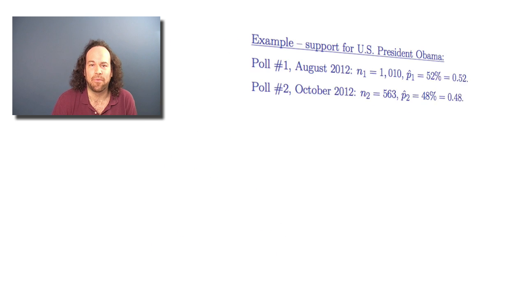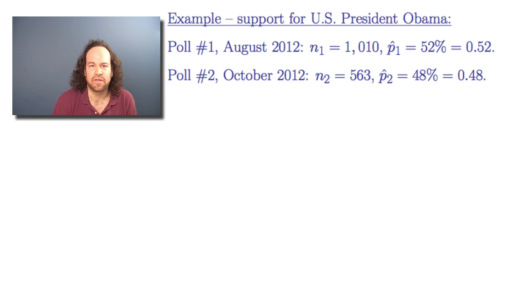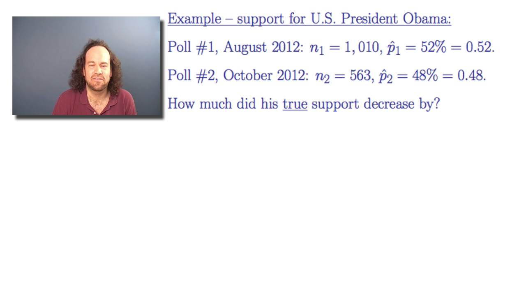For a second example, let's consider two polls that were taken to gauge the voting support of US President Obama just before the 2012 election. In the first poll, they surveyed 1,010 people, and he was at 52% support. In the second poll, they surveyed just 563 people, and he was at 48% support. So in this case, his support went down a little bit, and the question is, does this mean there was an actual drop in his support, or was it just the luck of the polls that they did?